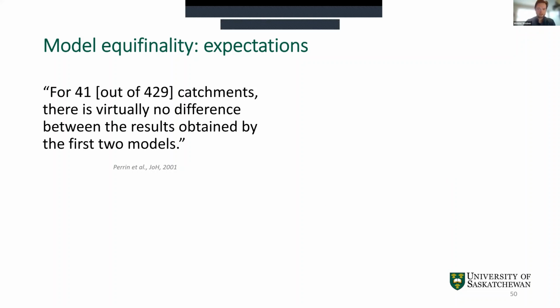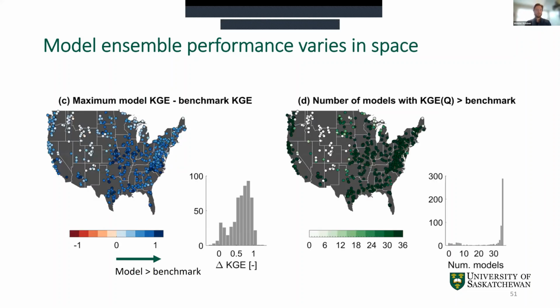And what we can do now is go back to our benchmarks. In those 11 catchments where no models beat the benchmark, I don't think there's any point in looking at those further, so we've excluded those catchments from further analysis. And for the remaining catchments, what we can do is see how many models actually beat the benchmark, and that's how we define the plausible model structures in a given catchment.